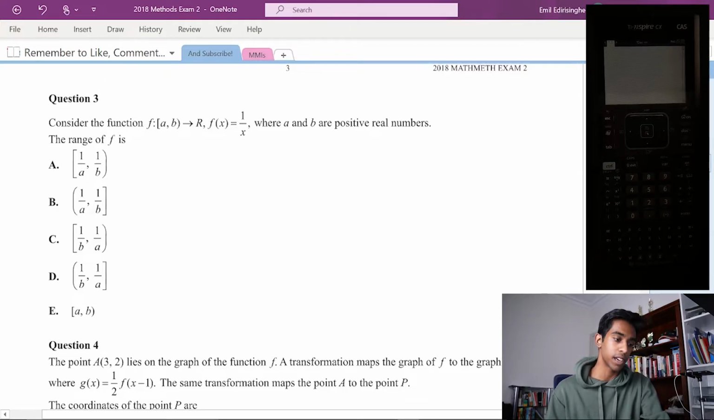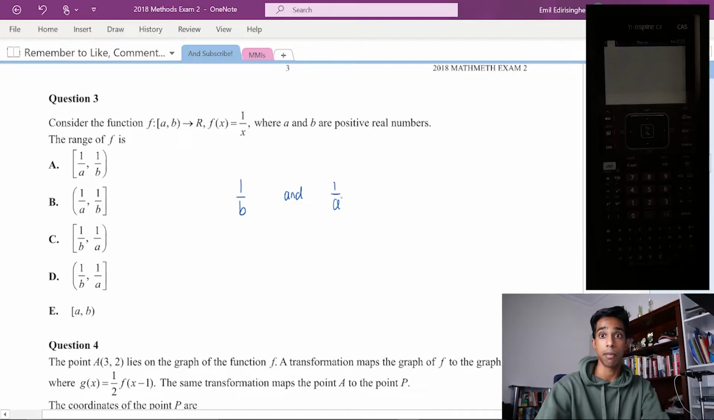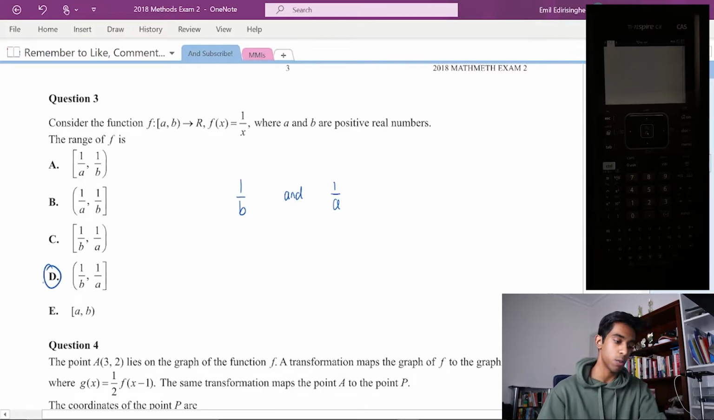Now with question 3, we've been asked to find the range of f, and f is the function 1 on x, going from a including a to b not including b. I think the trick is that since 1 on x is a decreasing function, 1 on b, since b is a bigger number, is actually going to be smaller than 1 on a. So we'll have 1 on b and 1 on a as the two numbers. Because a is smaller than b, 1 on b is going to be smaller than 1 on a. Therefore, the range is going to be D, 1 on b to 1 on a.